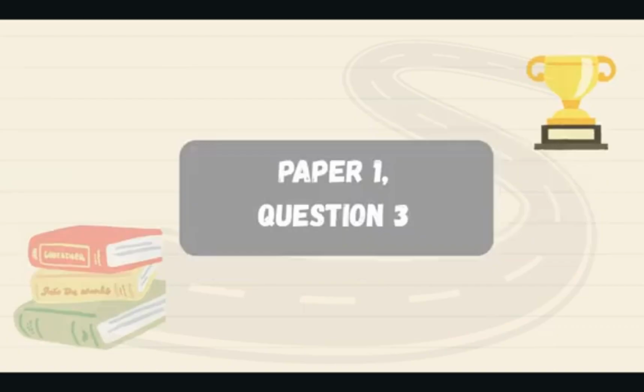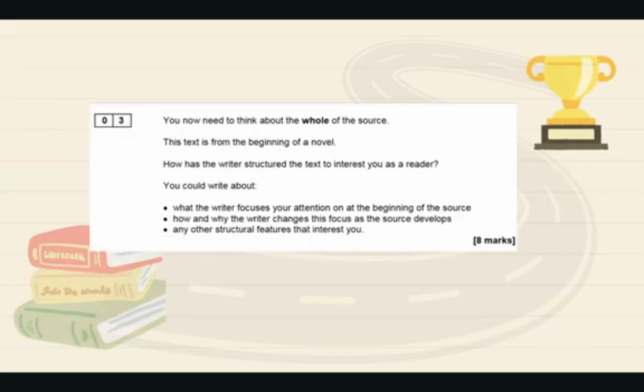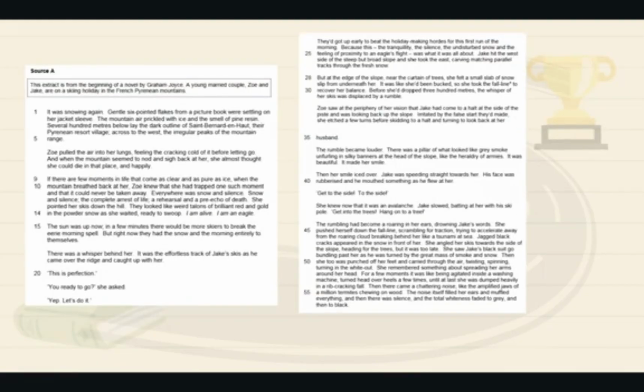Let's have a look at paper 1, question 3 for English language. And this is a structure question. So it tells us to think about the whole of the source and asks us how has the writer structured the text to interest you as a reader. This question's 8 marks. So here I've posted the whole source for this question. I want you to pause the video now, have a go at breaking down this extract into beginning, middle and end, and writing down what the focus is on in each section. And when you're ready, press play so we can have a go at this together.